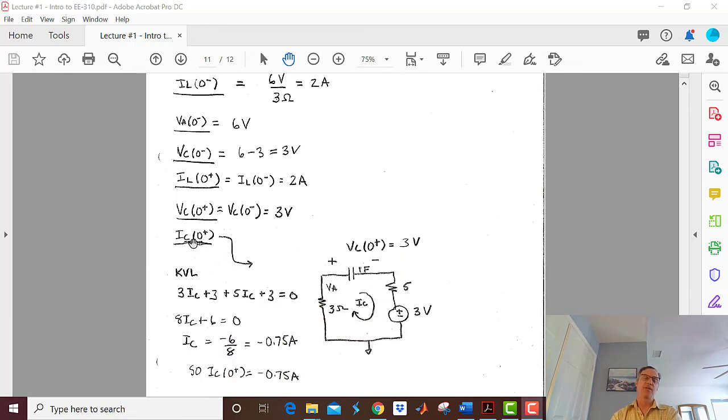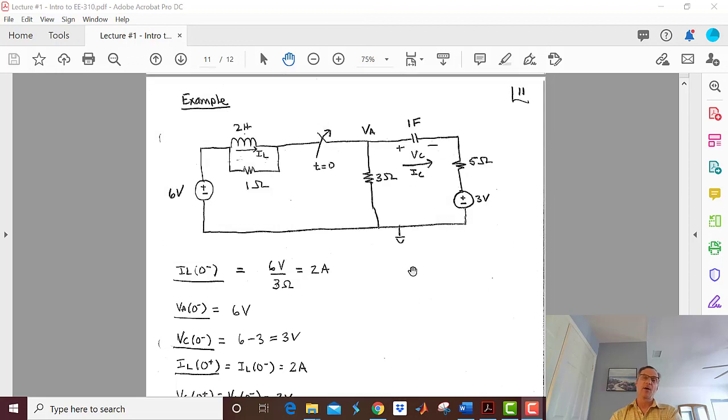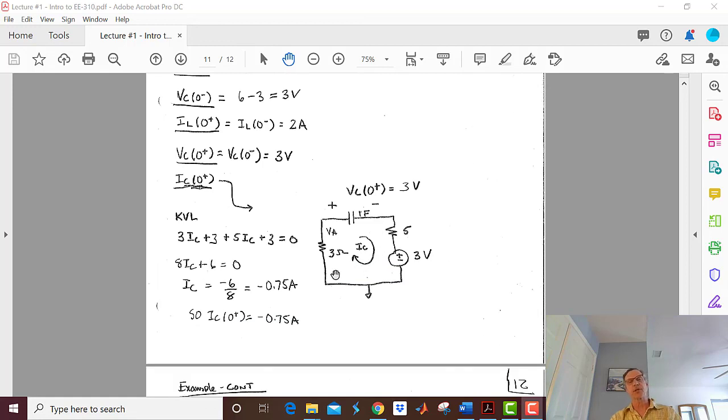Now I want IC at 0 plus. And I know how to do it because I know that I have no current here, and I know what the voltage here is at 0 plus, so I need to just write a mesh equation because it's too hard for me to do this one in my head. So here we go. Here's our circuit. I'm going to say IC is my unknown. So I'm going to go 3 times IC plus this voltage drop plus 3. See it taking shape over here. Plus 5 IC plus 3 equals 0, and I get IC is equal to 0.75 amps.